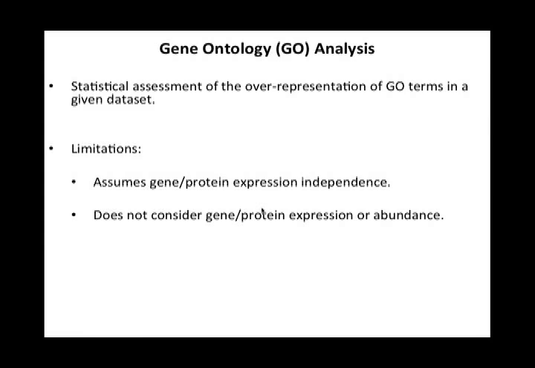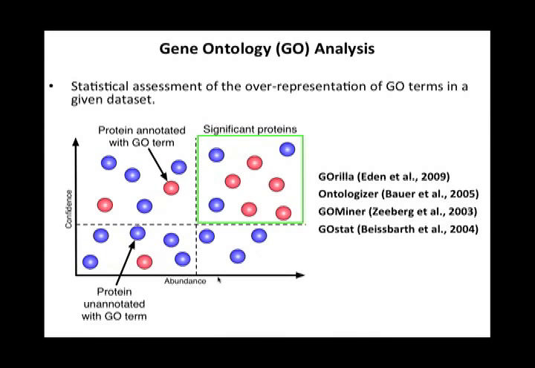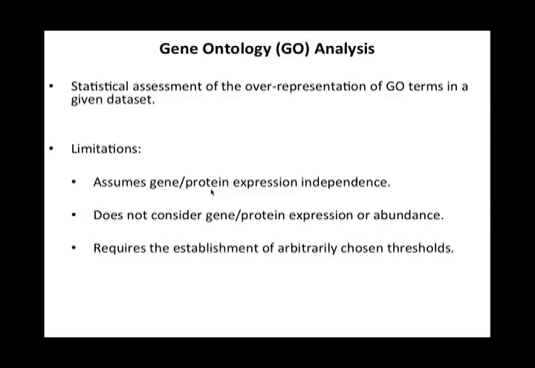Another limitation is that it does not consider gene or protein expression abundances. So basically, once you're in that set of significant proteins, if you're a protein that has a GO term that you are analyzing, whether the protein is of high abundance or of low abundance doesn't really matter. It's a binary count of the overrepresentation of that protein. Whether it's close to the threshold or further away, it's treated in the same way.